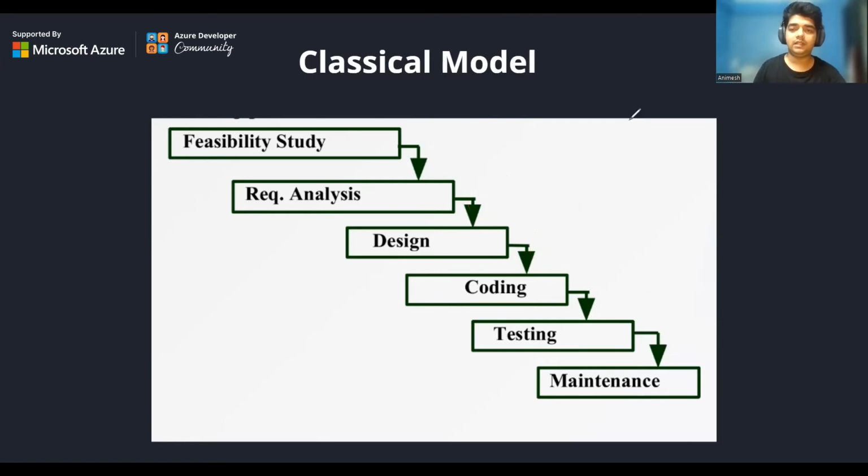Now, as we have seen, it's very tough to actually go back to the previous cycle and check what defects we have. There will always be defects. That's why it was modified and transformed into the iterative model, right?